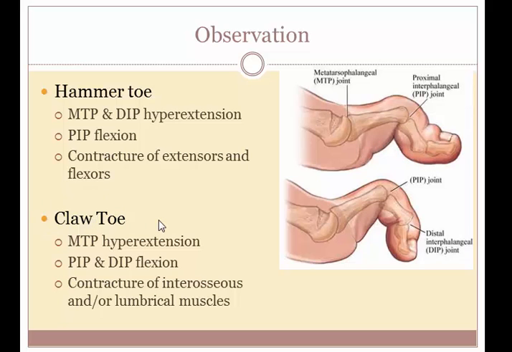Claw toe looks a little bit different compared to the hammer toe. I want you to pay attention. You see the hyperextension at the MTP, which is the same, and then also the PIP flexion, which also is the same. The only difference is the DIP, the very tip. This one is extended, and this one is flexed. So with the claw toe, you see hyperextension, flexion, and flexion. That's the difference between the claw and hammer toe.